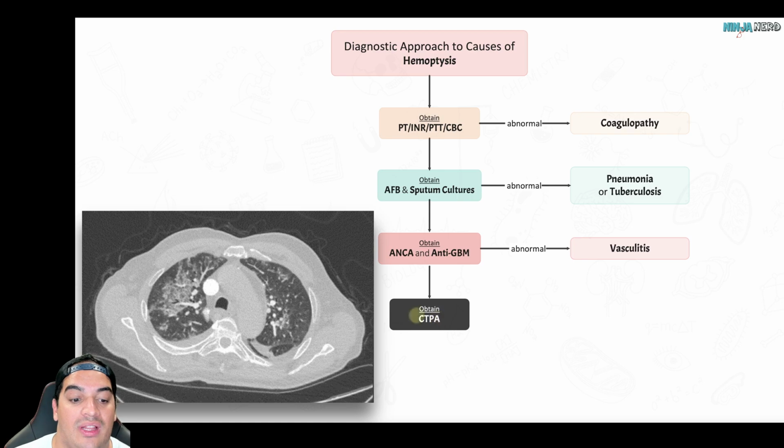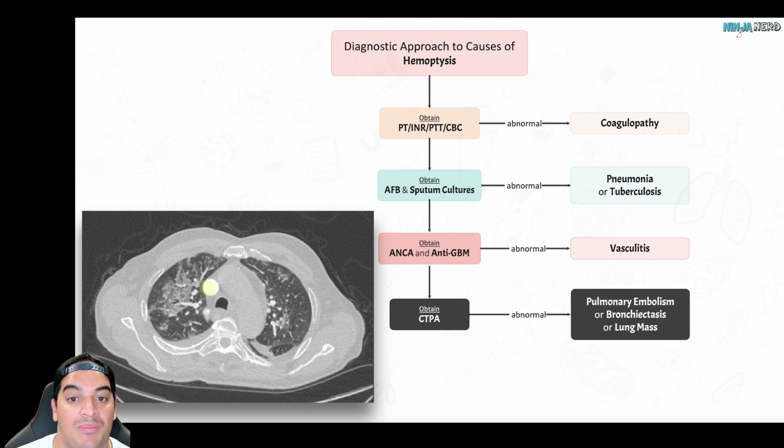This is going to give me a look at the CT of the chest, so it'll give me a look at the bronchial tree, but it'll also give me a look at the pulmonary vessels, and help me to be able to see if there's a pulmonary embolism, bronchiectasis, or a lung mass, like a lung neoplasia. And that's how we could work up the causes.